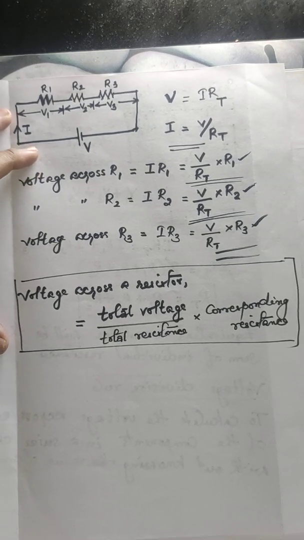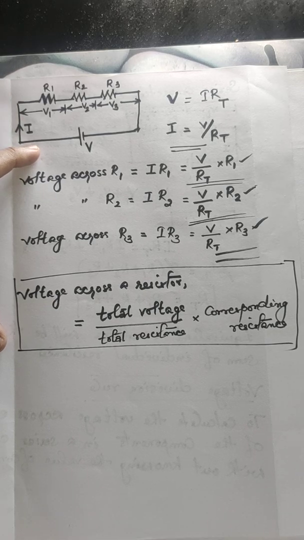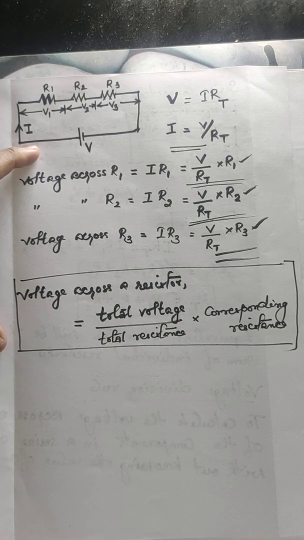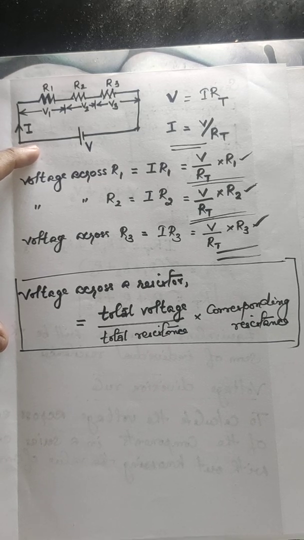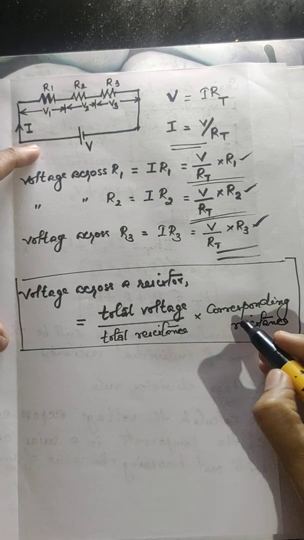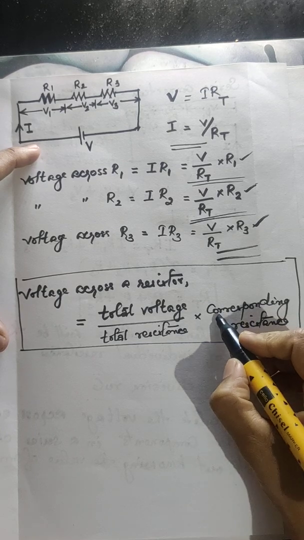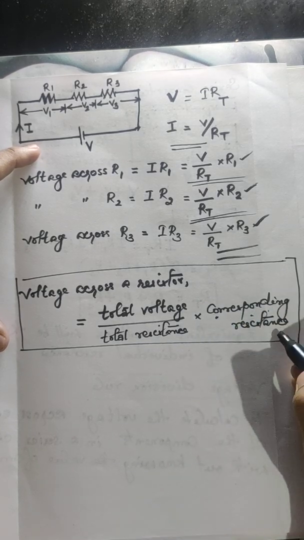It enables us to calculate the voltage across each of the components in a series circuit without knowing the value of current, without the need to know the value of current flowing through those components. So voltage across a resistor equal to total voltage applied across the series combination divided by total resistance of that series circuit into the value of that resistance across which we are calculating the voltage.